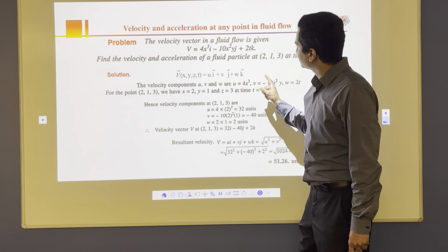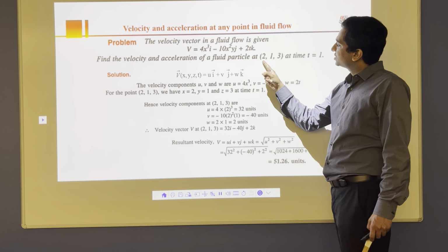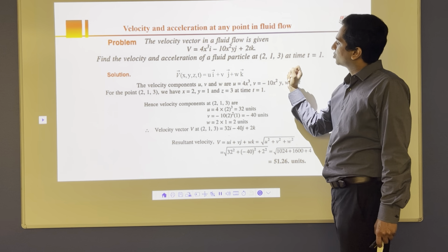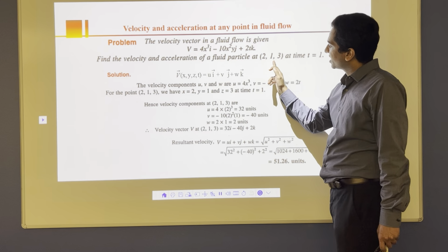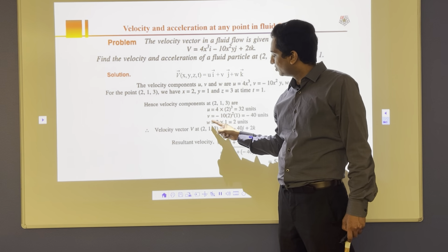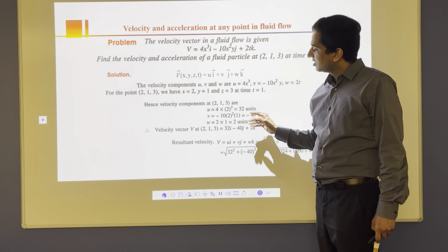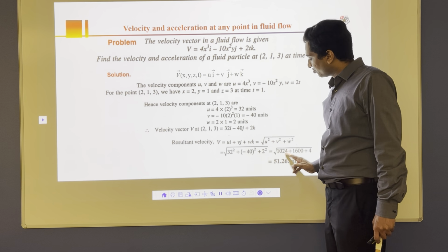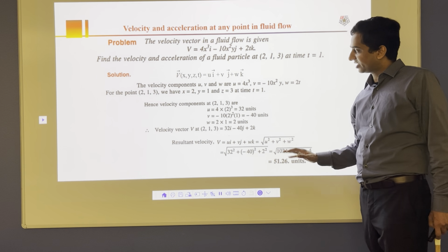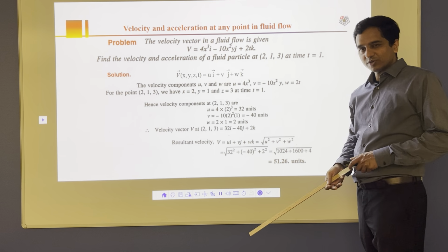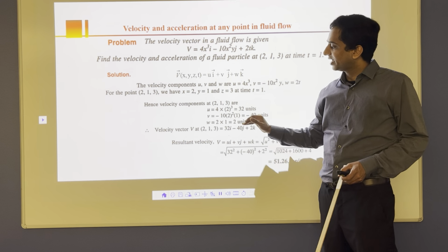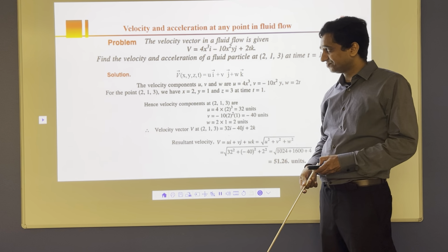Then all you have to do is apply x is equal to 2 in this case, y is equal to 1, then z is equal to 3, apply those numbers there, t is equal to 1, and then if you apply that, you will get the velocities in the u, v, w directions. It's very simple. Once you have those velocities, you can use this equation to calculate the magnitude of the velocity. Velocity calculation is very simple, you don't have to worry much about it. All you have to do is correlate u, v, w and then calculate the velocity.